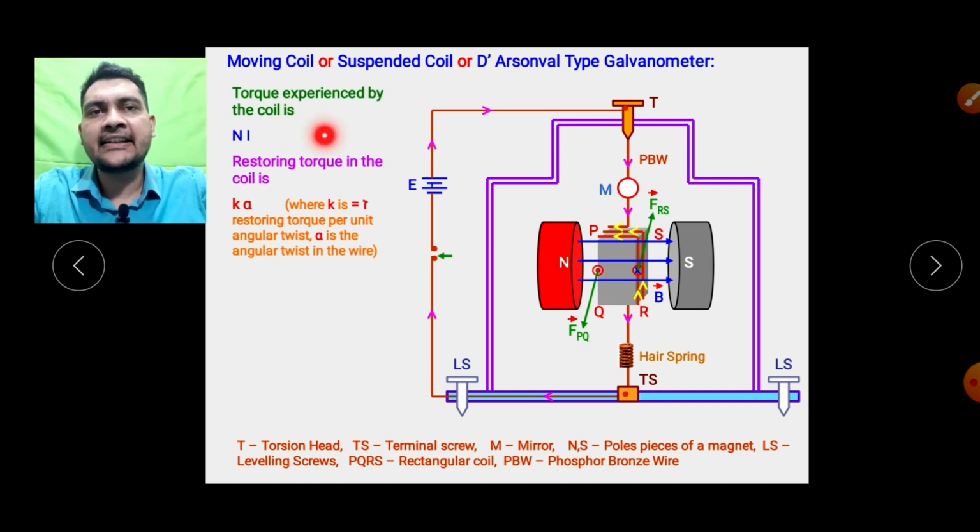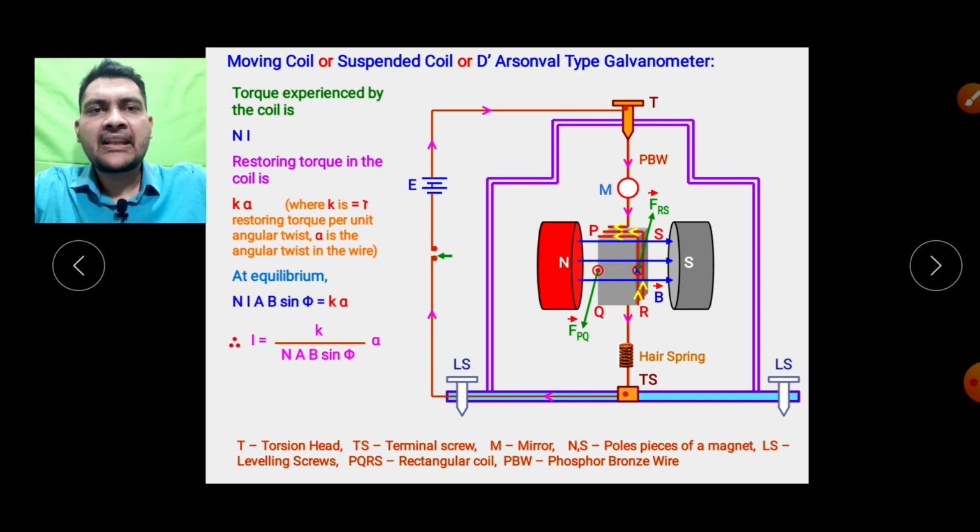This is not correctly written here. This is NIAB sin theta. So we can see that the torque is directly proportional to current. The larger the current flowing in the loop, the more torque it experiences, and because of the more torque it rotates through a large angle. The coil rotates through a large angle and we obtain a large deflection, and that deflection is pointed by the pointer in the galvanometer.